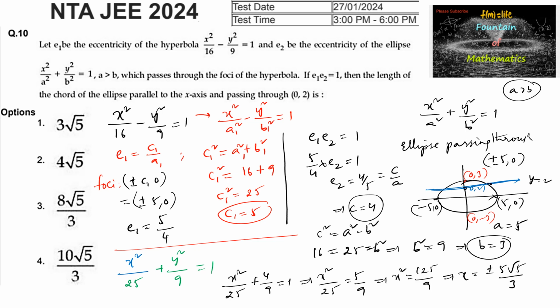So the x coordinate here is 5 root 5 by 3, and here it is negative 5 root 5 by 3. Therefore the length of the chord we can write as 2 times x, that is 10 root 5 divided by 3. So 10 root 5 upon 3, which is option D. So we can go with option D.